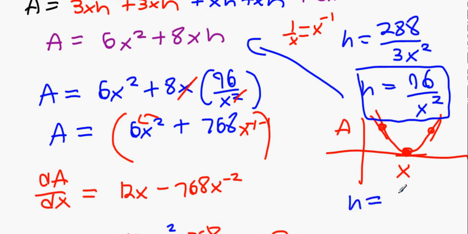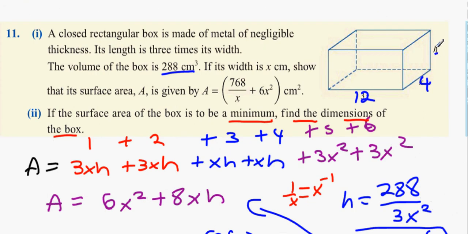So h equals 96 over x squared. X is 4, so it's 96 divided by 16. H equals 6. So it's going to be 12 by 4 by 6. And as you can check out, the volume will still be 288.